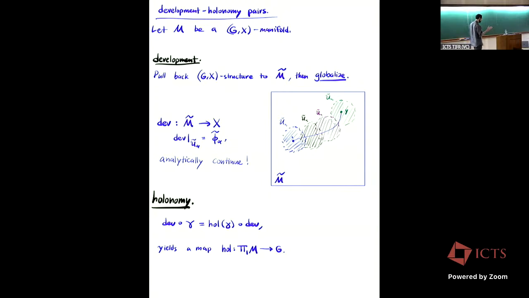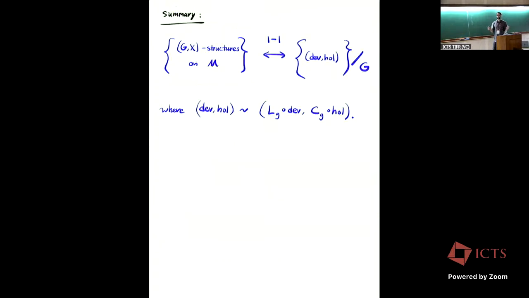And what we saw above is that essentially this pair, the development holonomy pair, is encoding the GX structure. So you can go back and forth, but not on the nose. You have some G orbit of equivalences. So here's the upshot of this discussion. Instead of working with GX structures in the sense of charts and atlases, you can work with development holonomy pairs up to the G action. So if you change the development map by left composition by an element of G, you didn't really change the GX structure. And when you do that, you change the holonomy by conjugation, which I denoted by C_g.